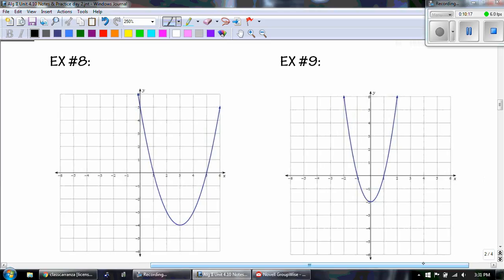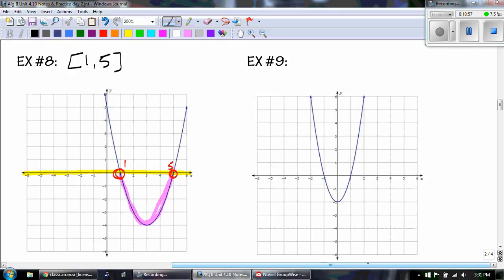All right, number 8. There's our x-axis, and I only want to know below. When are we below, less than or equal to 0? Okay, well, we're less than starting at 1 and then back again from 5. That's the only time that we are below. So we would say 1 to 5 with brackets. Okay, and number 9, you guys are on your own, so go ahead and pause that video and good luck.